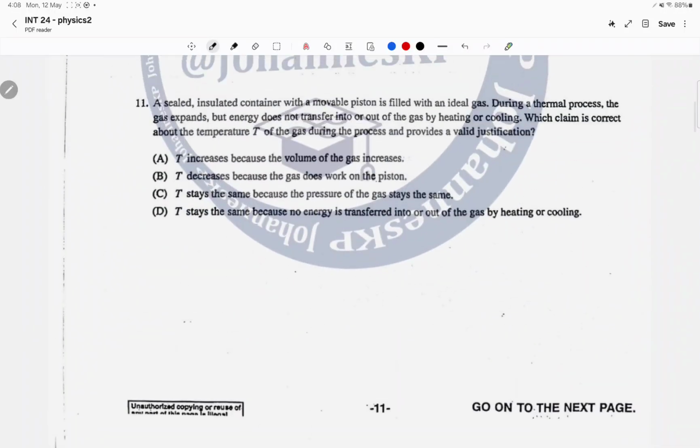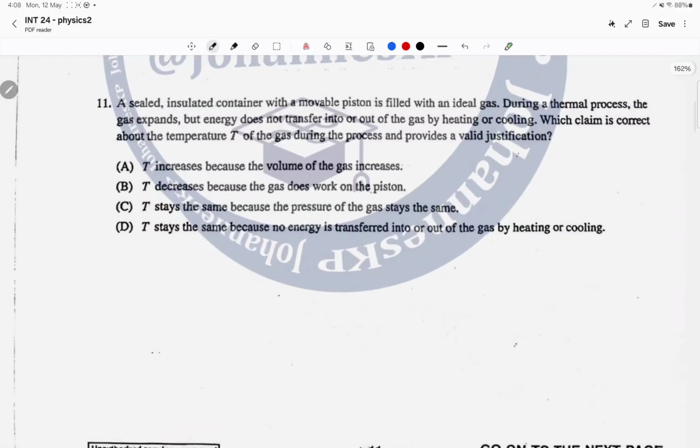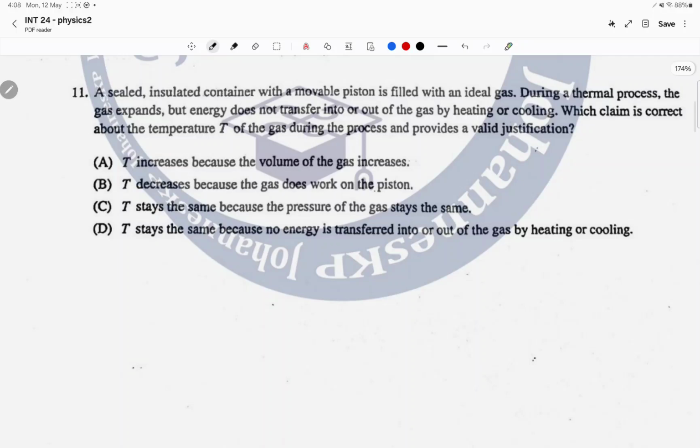Question 10, fluids, we couldn't care less about it. 11. A sealed insulated container with a movable piston is filled with an ideal gas. The gas expands, delta V is positive. Energy does not transfer into or out by heating or cooling. That means the Q is 0. We call this an adiabatic process. Which claim is correct about the temperature of the gas?